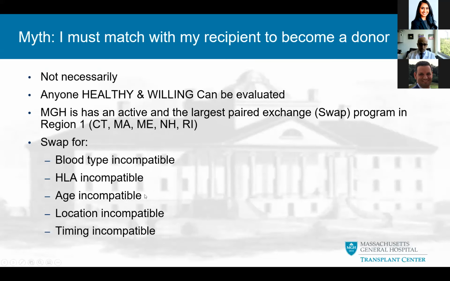Age incompatibility, which means someone who is 25 or 30 years old is a recipient and their donor is in their 60s, we could enter into a swap whereby the recipient will get a kidney from a younger donor, and that kidney coming from an older donor would go to someone in the chain that either requires that specific donor or is closer to the age.